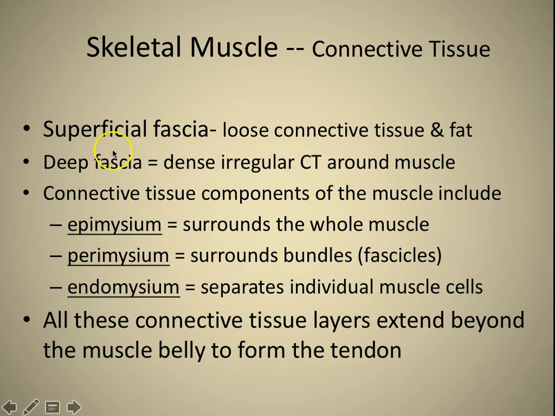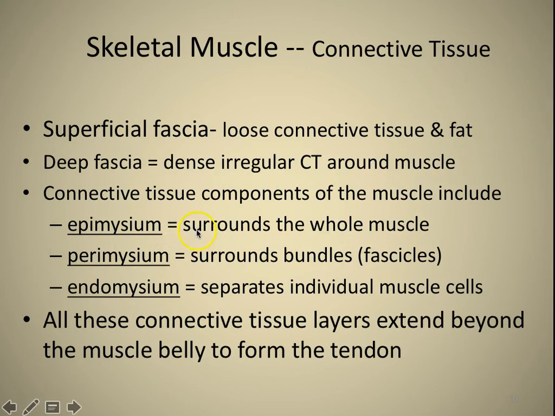Okay. So we have a superficial fascia, so that's the very outside. That's loose connective tissue and some fat. We have deep fascia, so it's this dense, irregular connective tissue around the muscle. And then part of the muscle itself. So we'll have epimysium that's going to surround the whole muscle itself.